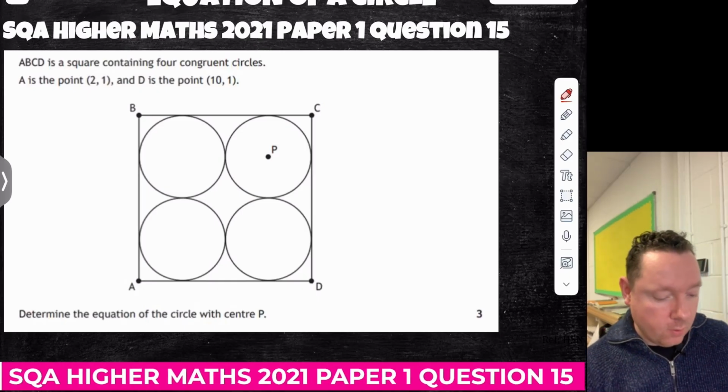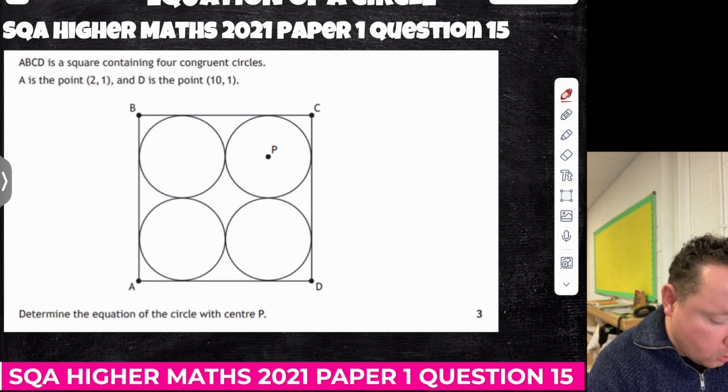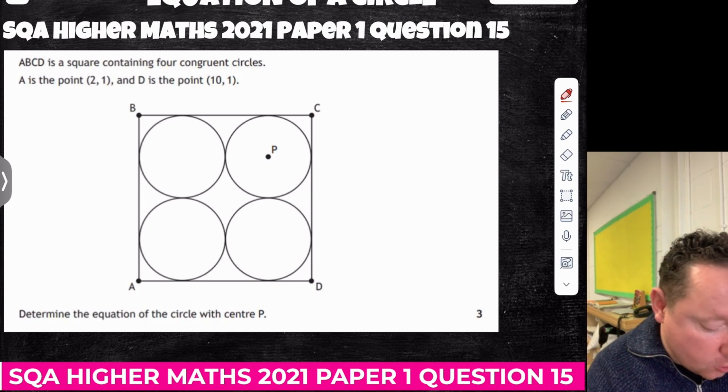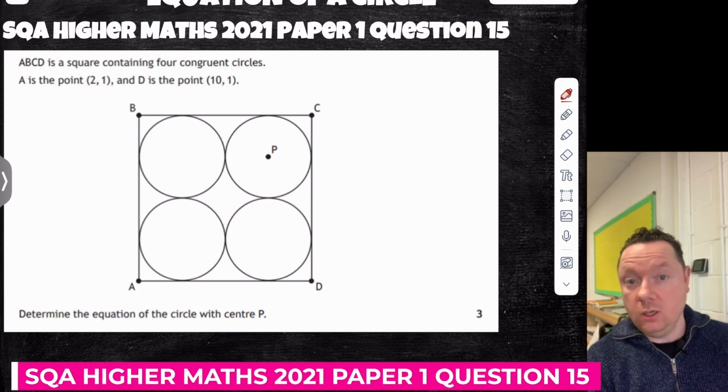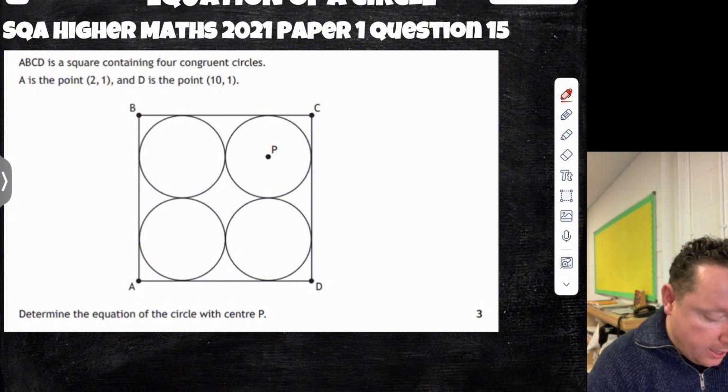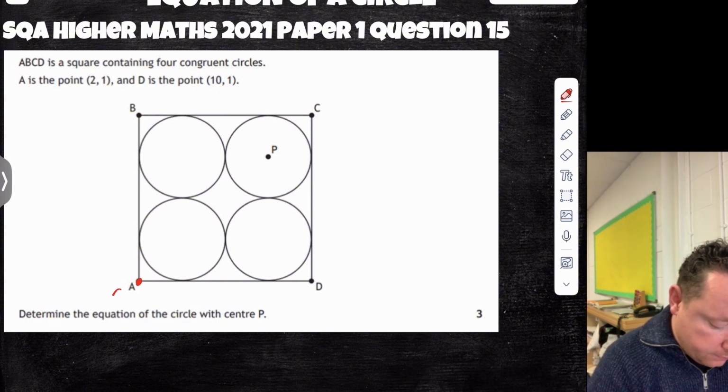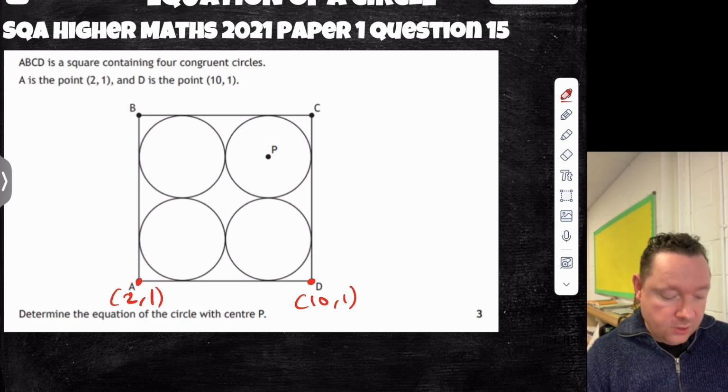SQA Higher Maths 2021, paper 1, question 15 on equation of a circle. ABCD is a square containing 4 congruent circles, and our circles are all the same. A is the point (2, 1), let's just note that. And D is the point (10, 1). And it asks us to find the equation of the circle with centre P.